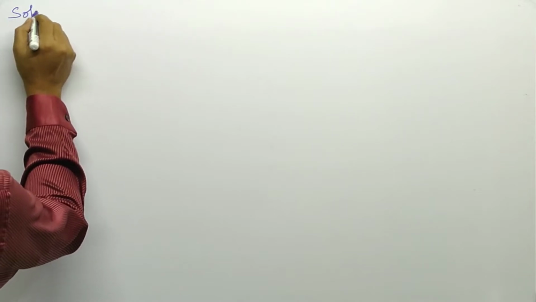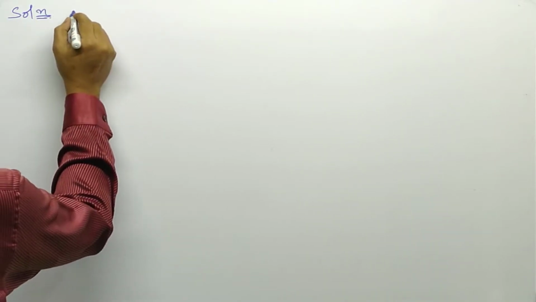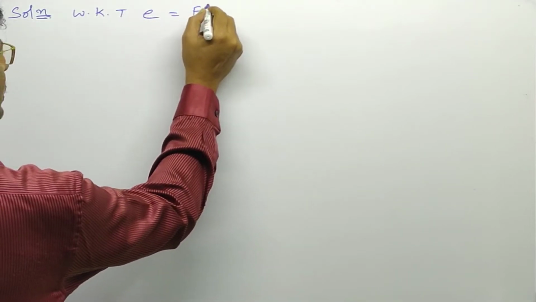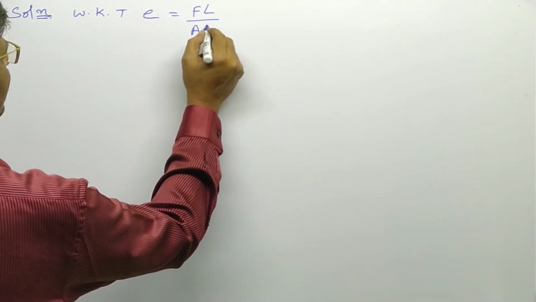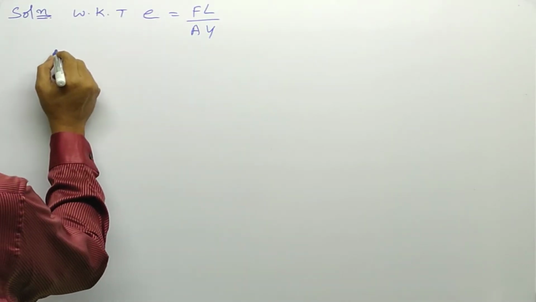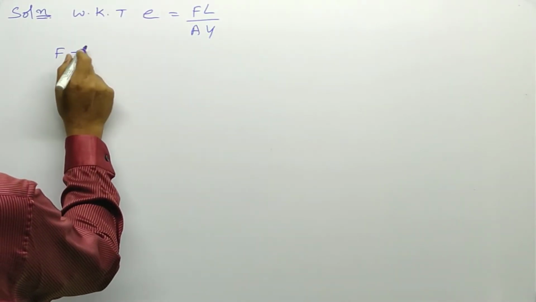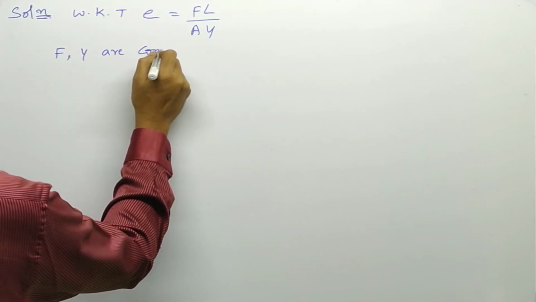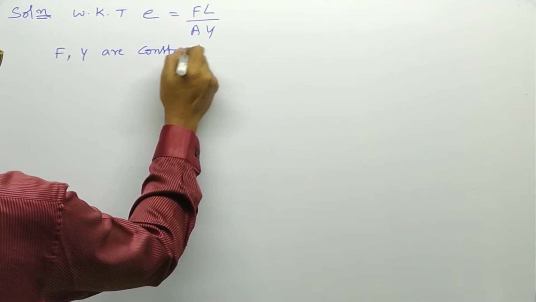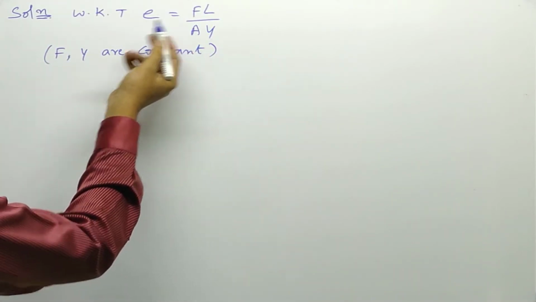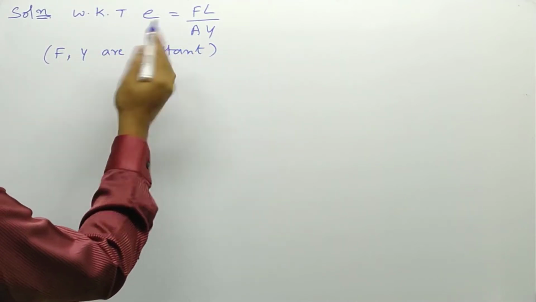Solution. We know that elongation E is equal to F times L divided by A Y. As per the question, force F and Young's modulus Y are constants because both the wires are made of copper. So Y is constant. The same force is applied on both the wires at both the ends, so F is constant.